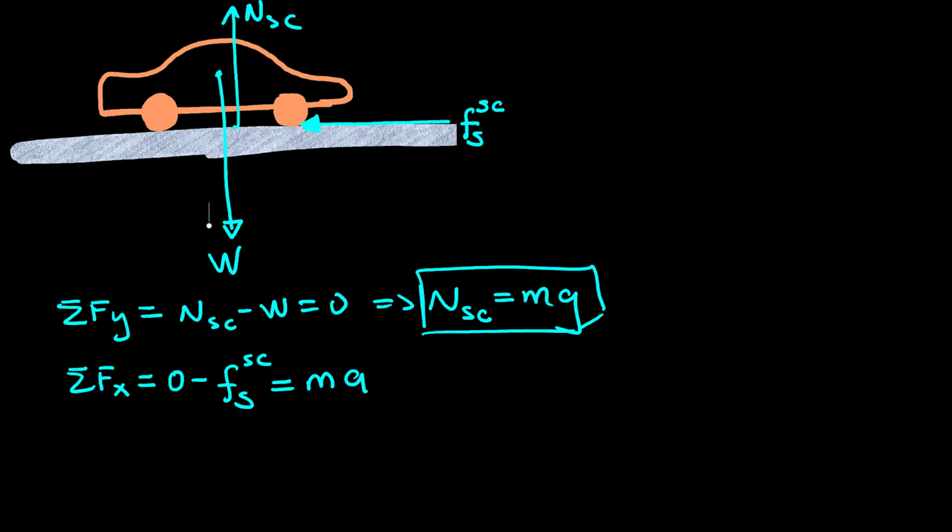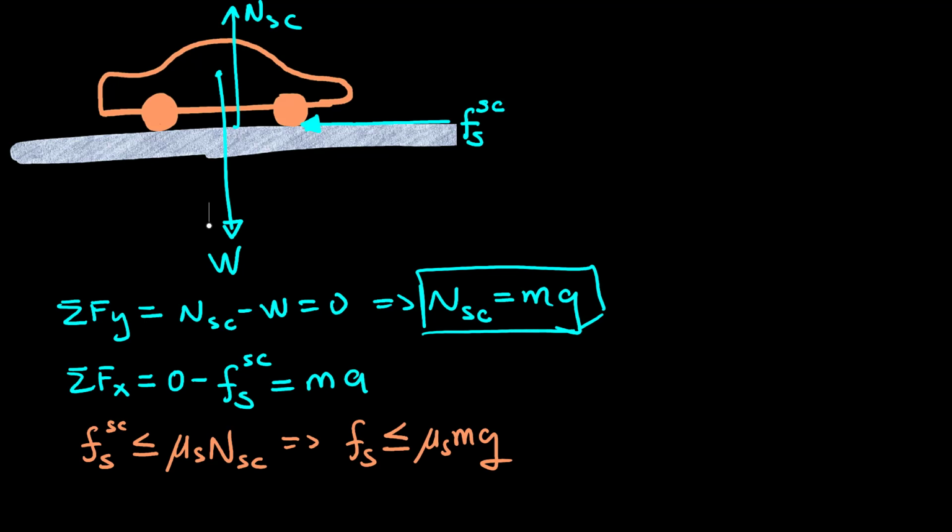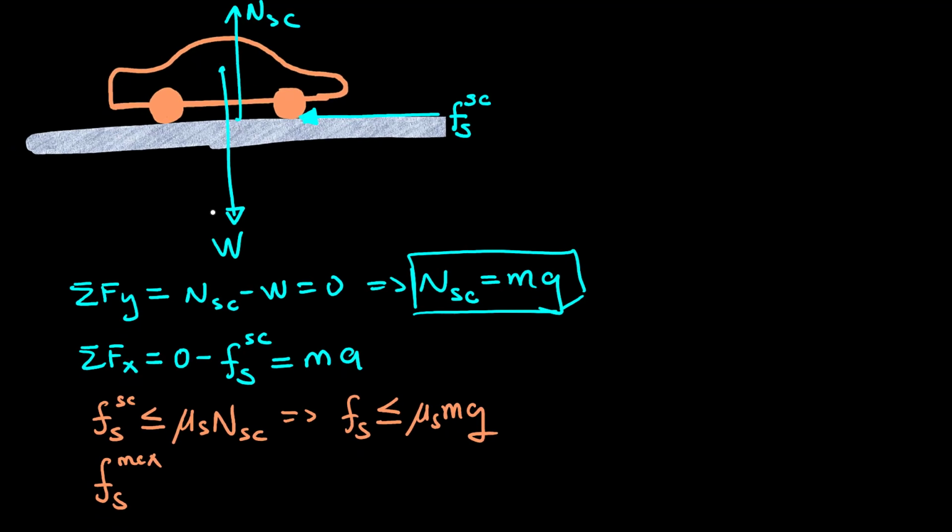Now, by definition, the static friction acting on the car is less than or equal to the coefficient of static friction multiplied by the normal force acting on the car. This would mean that the static friction acting on the car is less than or equal to mu s mg. Now, as long as the car is rolling without skidding, the static friction force acting on the car is maximum. That is F s max, which will be equal to mu s mg. It's important you note that.